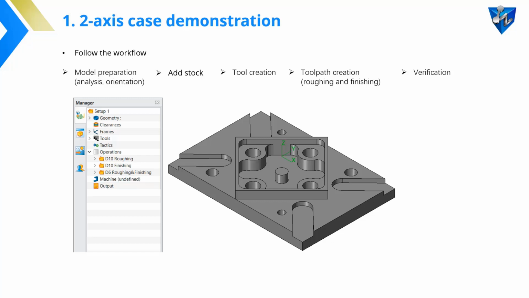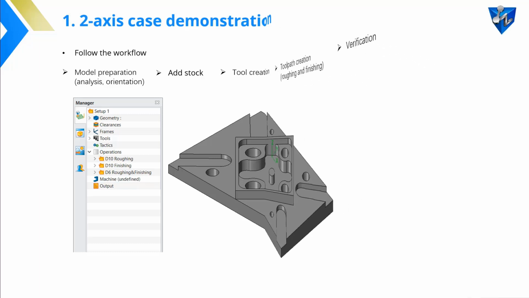In the previous courses, we have introduced the feature definition, parameter setting, and the introduction of two-axis milling operations. Now, in this video, we will combine all the previous knowledge and have a case demonstration for two-axis milling. We will follow the general workflow which contains model preparation, add stock, tool creation, toolpath creation, and verification. Okay, now let's switch to ZW3D and begin the case study.